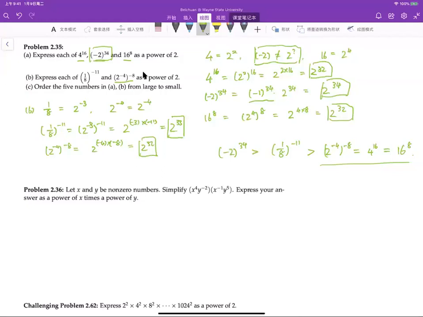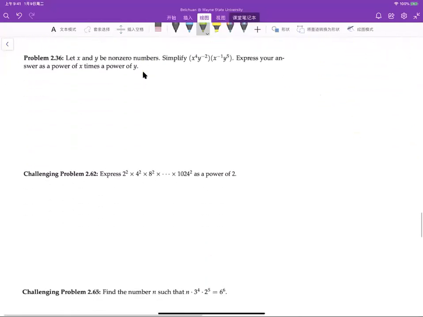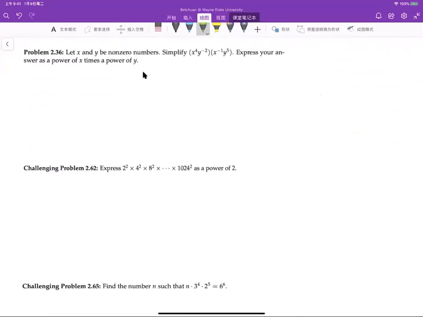Great. Then let's look at 36. Let x and y be non-zero numbers. Simplify the product. Can I do it? Oh, sure. Victor, go ahead.